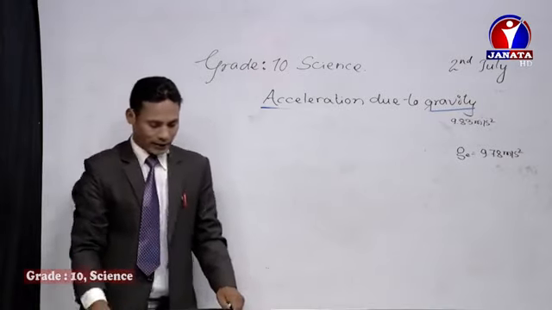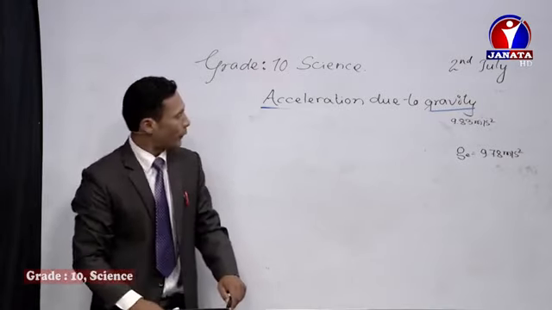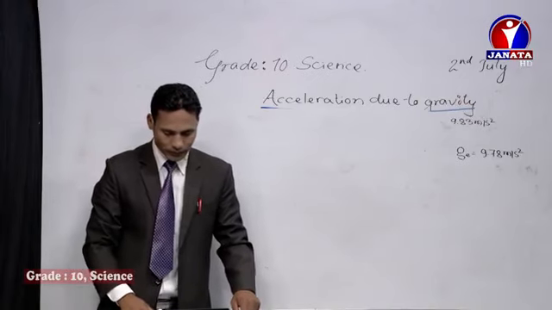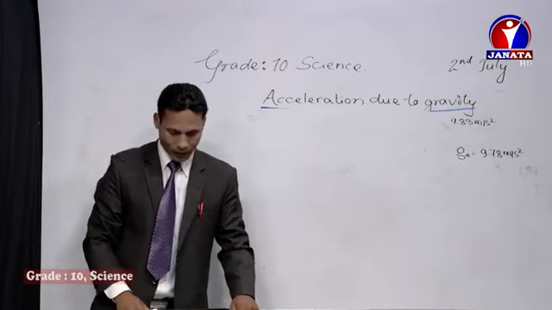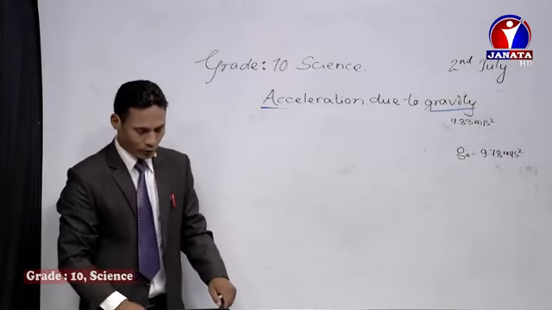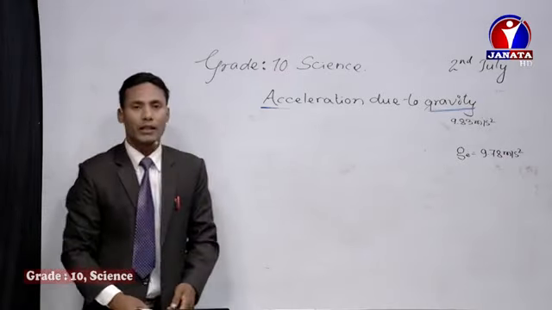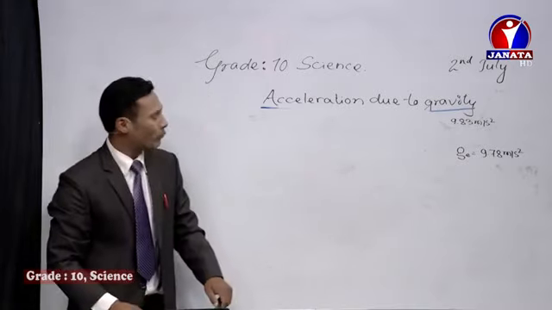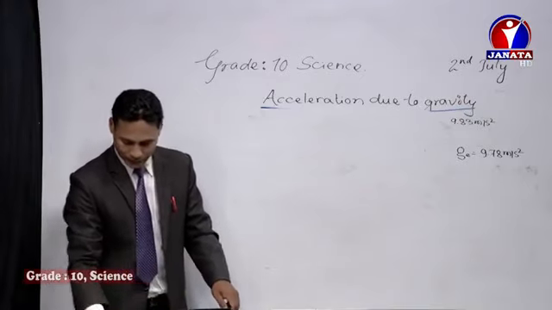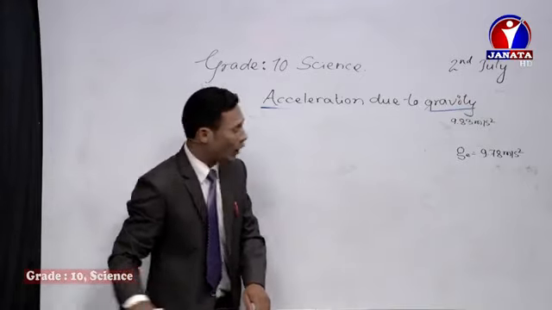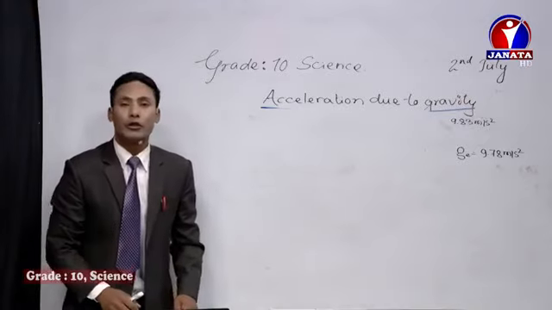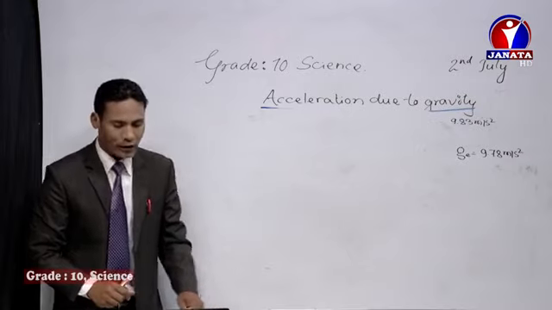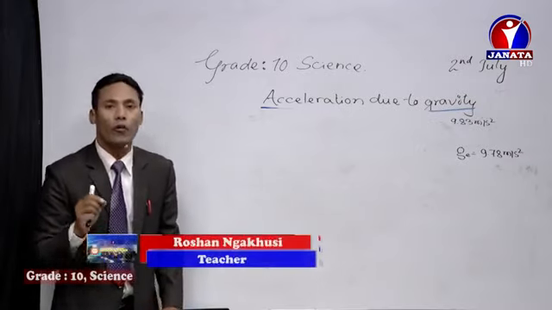Now after this, let's see the one numerical problem belonging to this. Calculate the acceleration due to gravity. Before that, let me explain one more thing here. What is the variation of acceleration due to gravity with height? Let's check that: variations of acceleration due to gravity with height.